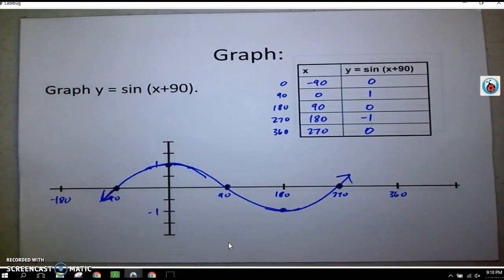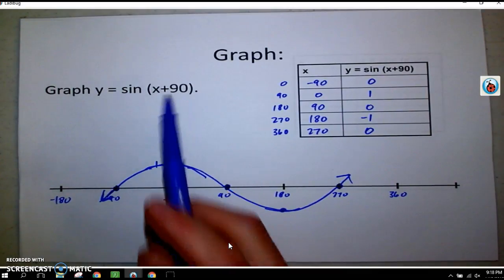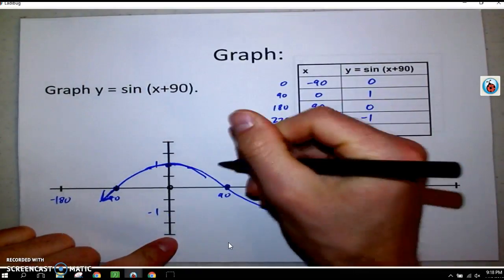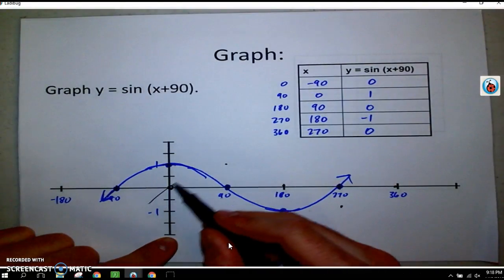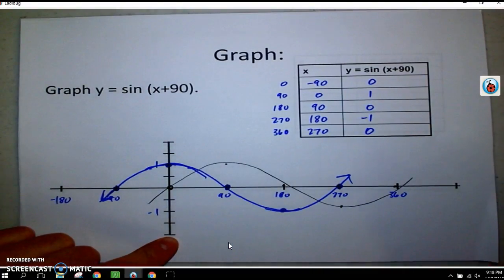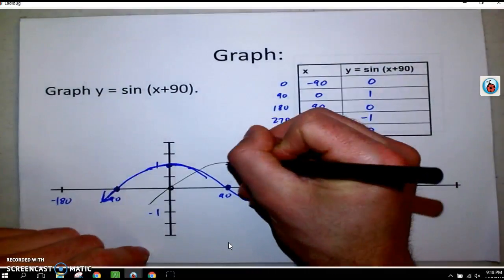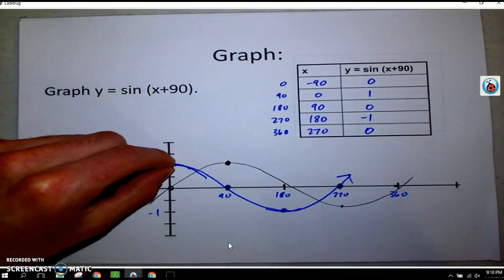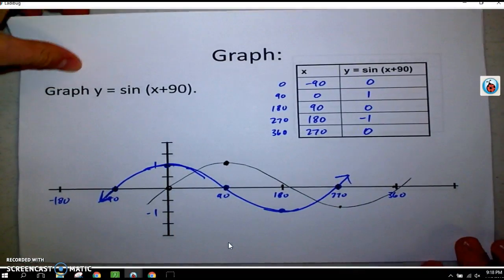All right, so if I take a look at my graph right here, I had a phase shift to the left, 90 units. And roughly, if I think of where my parent function would be, my parent function would have been something like this in black. And so you can see, if I were to just pick this up from my maximum point right here and slide it over to the left 90, it would match up and the graphs would be on top of one another. Let's take a look at another example here.